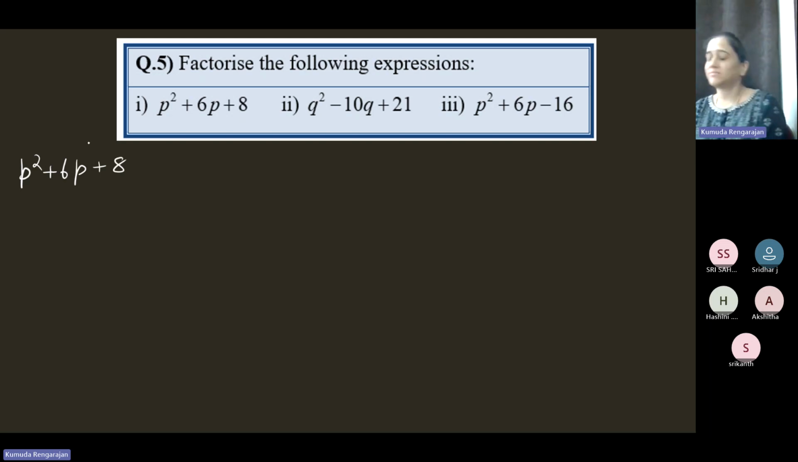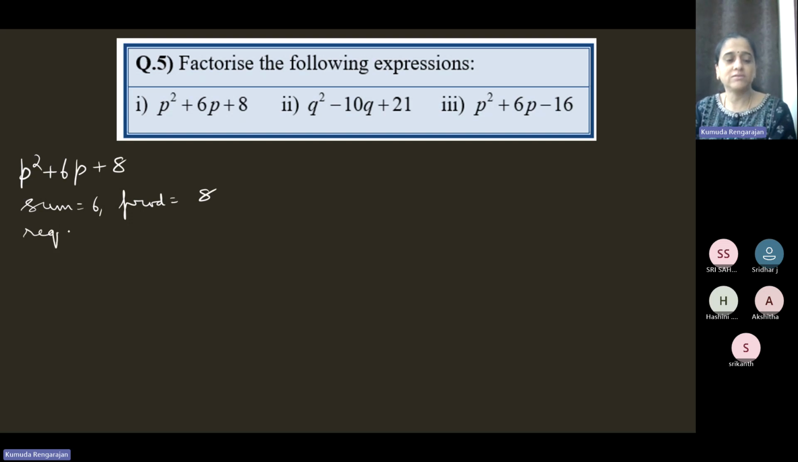P squared plus 6p plus 8. Aditya, what's the sum? Sum is equal to 6. Product? 8. What are the required numbers? 4 and 2. Very good. Because 4 plus 2 is 6 and 4 into 2 is 8. Now write the first term as it is, last term as it is. Split the middle term as plus 4p plus 2p. Any order you can write. You can write plus 2p plus 4p also. Any order.